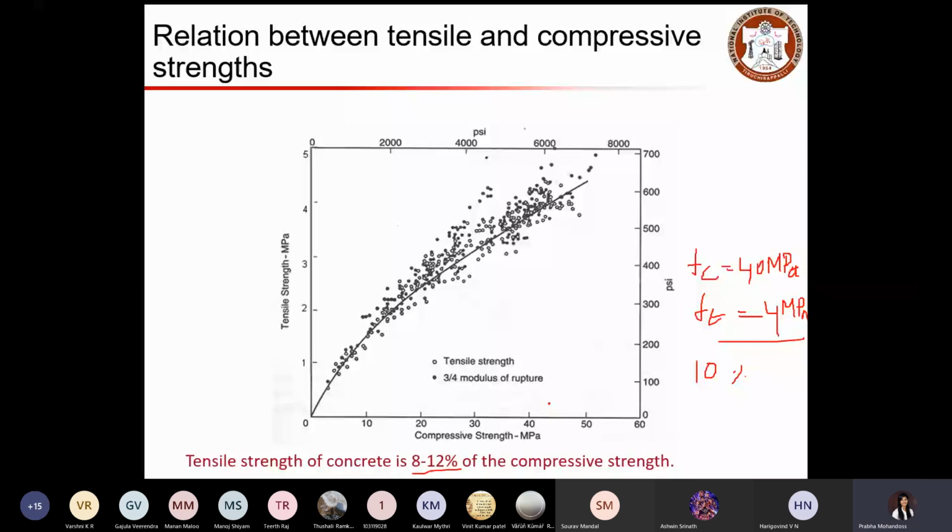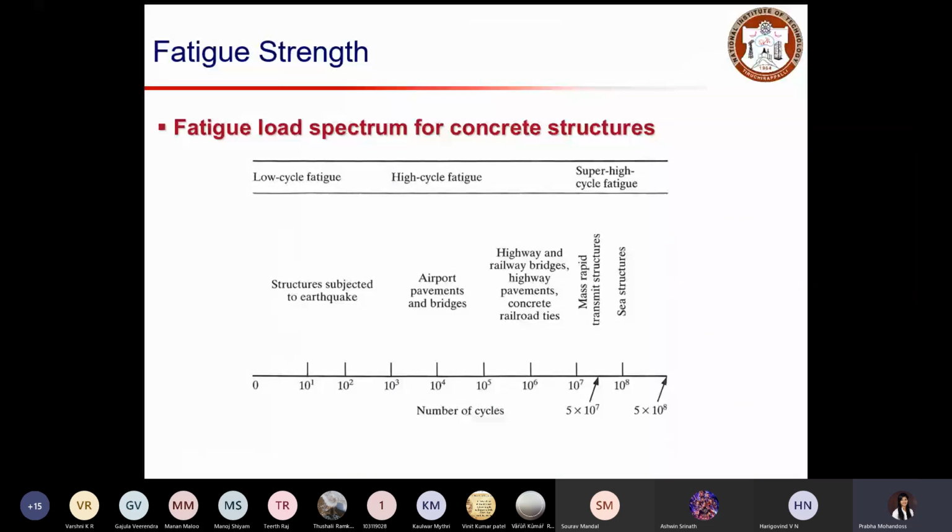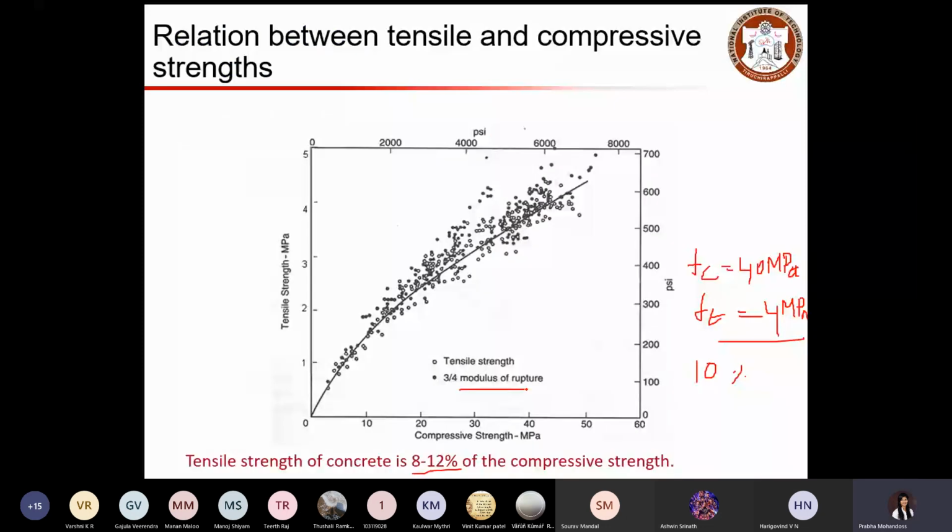Similarly, we have a relationship with the flexural strength also. Flexural strength basically represents the modulus of rupture. The IS code has specified fcr, that is the modulus of rupture, as 0.7 root fck.